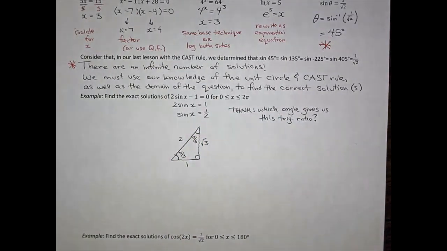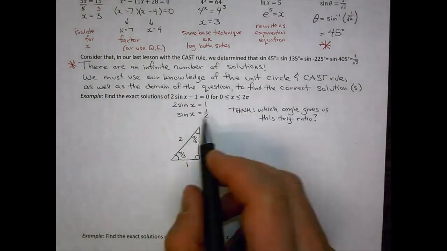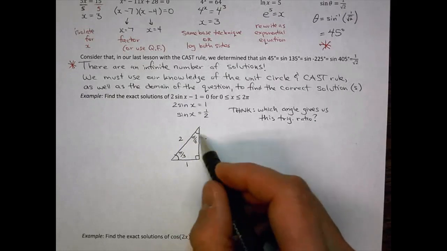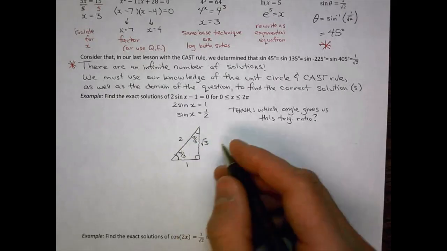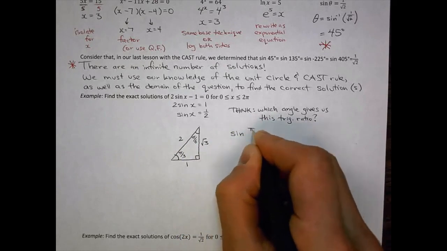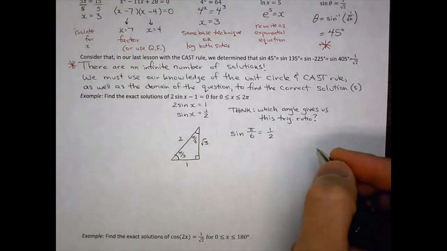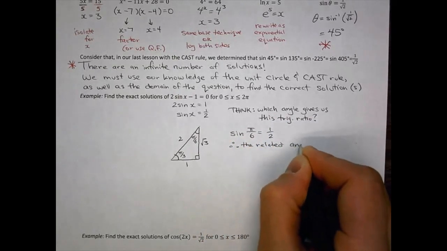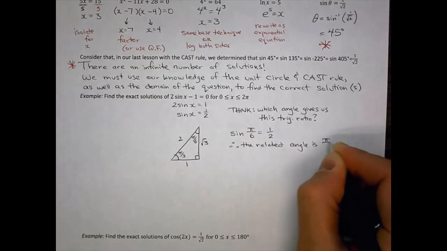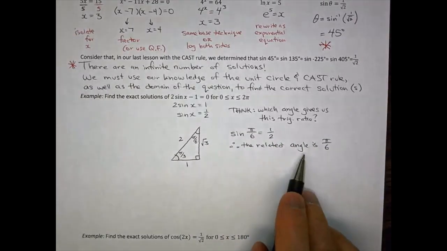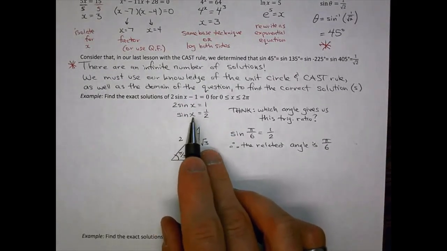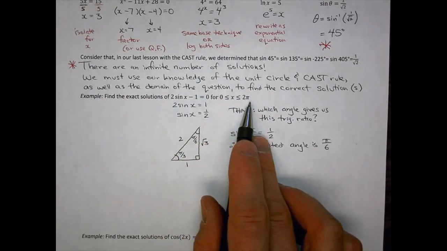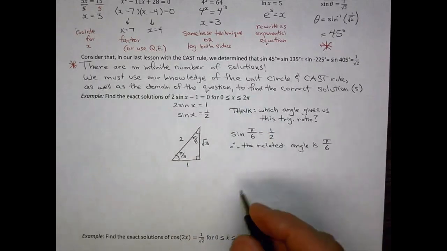Okay, now I want to know which angle gives us a trig ratio, sine of 1 over 2? Well, that would be opposite 1 over 2. Oh, so it's this angle, right? Opposite is 1 over 2. So we know that sine pi by 6 is equal to 1 over 2. So therefore we know the related angle, or the acute friend. The related angle is pi by 6. That's technically one possible solution for this expression. However, there could be more. And look, there's a restriction on the domain from 0 to 2 pi. So I can actually do a full revolution. So there'll be at least one other solution.